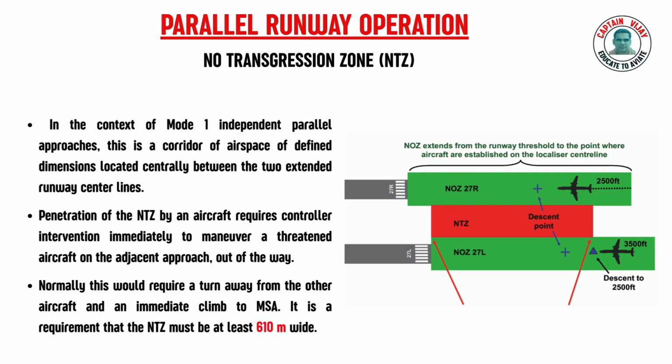In the context of mode 1 independent parallel approaches, this is a corridor of airspace of defined dimension located centrally between the two extended runway center lines. Penetration of the no transgression zone by an aircraft requires controller intervention immediately to maneuver a threatened aircraft on the adjacent approach. Normally, this will require a turn away from the other aircraft and an immediate climb to minimum safety altitude. It's a legal requirement that the no transgression zone must be at least 610 meter wide.